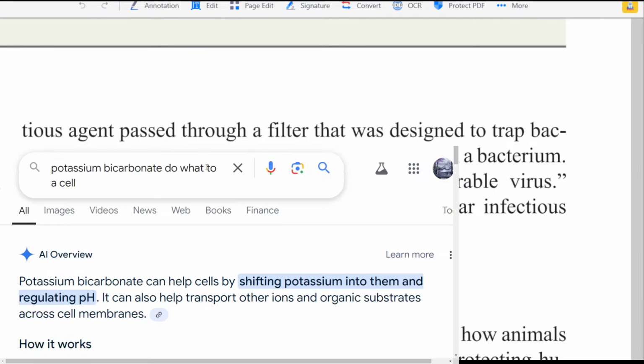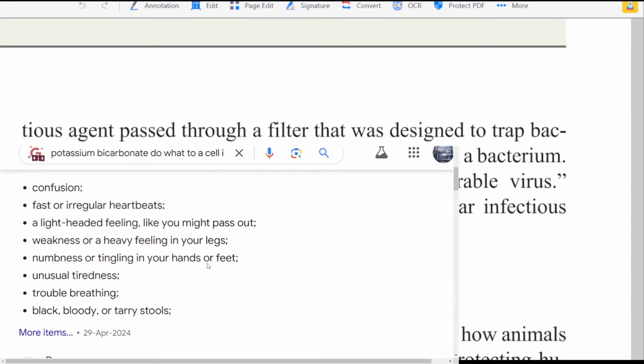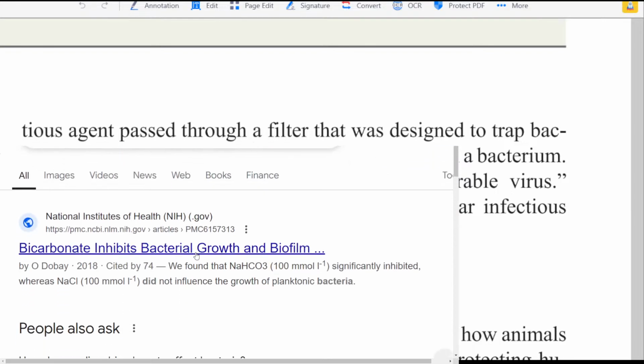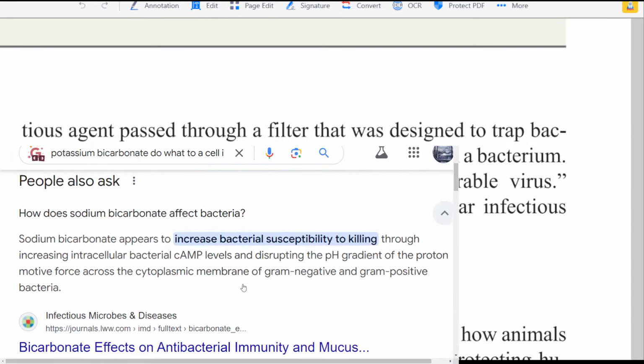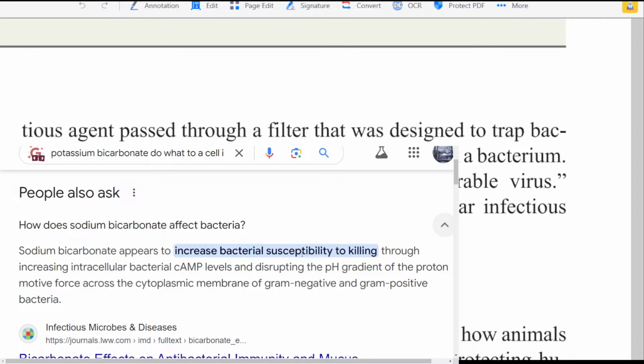Wait, I wasn't talking about the positive effects. In a negative way. What are the negative effects on bacteria? Why aren't they understanding this? Inhibits bacterial growth. Increases the bacterial susceptibility to killing. All right, so they increase the bacterial susceptibility, meaning they weaken them so they can be killed easily. How do they do that?